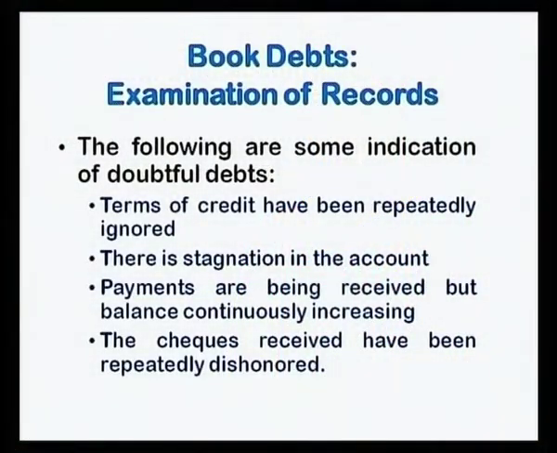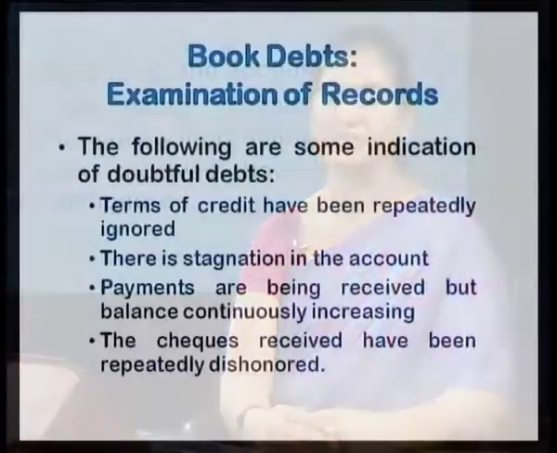Book debts: examination of records. The following are some indications of doubtful debts. The first one being terms of credit have been repeatedly ignored. Usually whenever credit is given to a debtor, it is given on a credit of, say, 15 days or 30 days. If the debtor is a defaulter and has done this default repeatedly, then it will indicate that it is a doubtful debt.